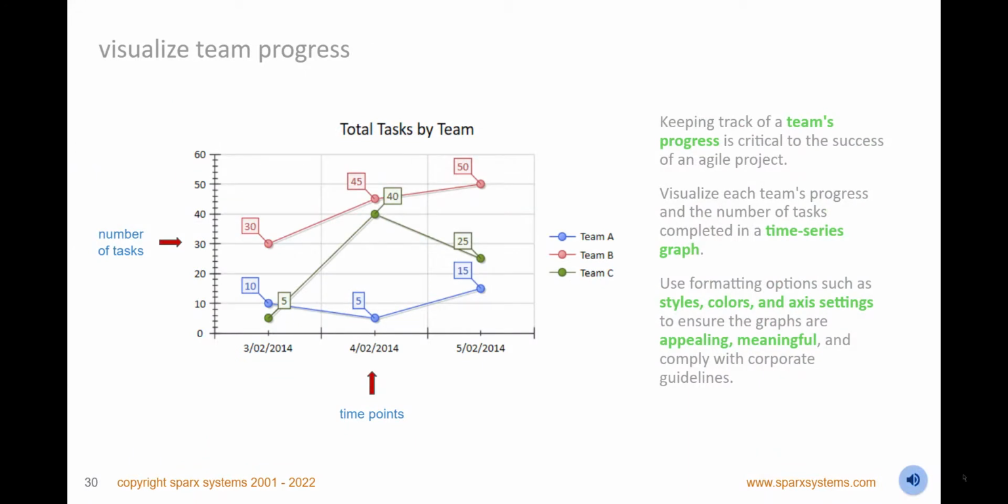Visualize team progress to ensure your Agile project's success. View the number of tasks completed in a time series graph to understand how resources are utilized across projects. Use formatting options such as styles, colors, and axis settings to ensure the charts are appealing, meaningful, and comply with corporate guidelines.